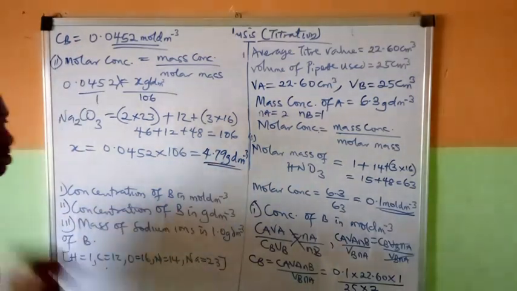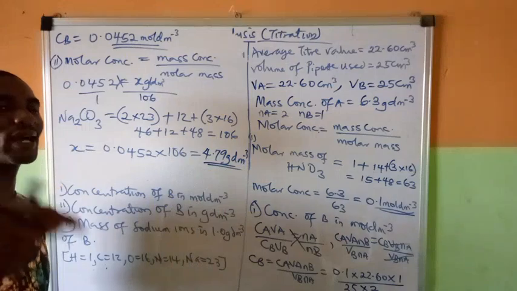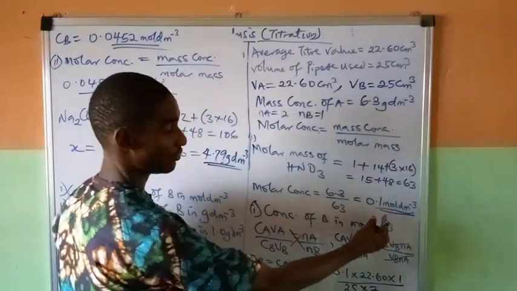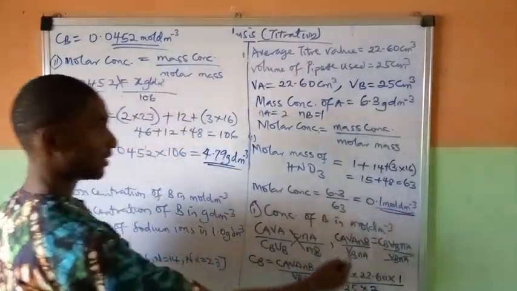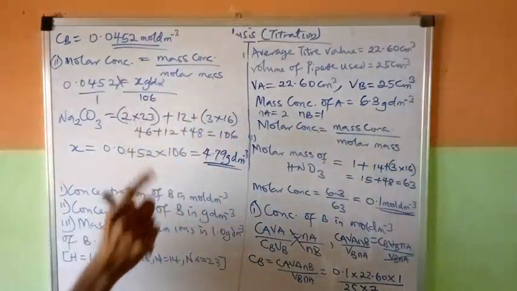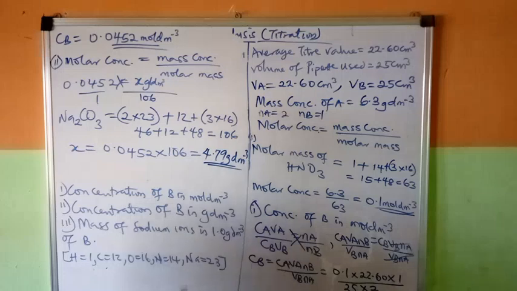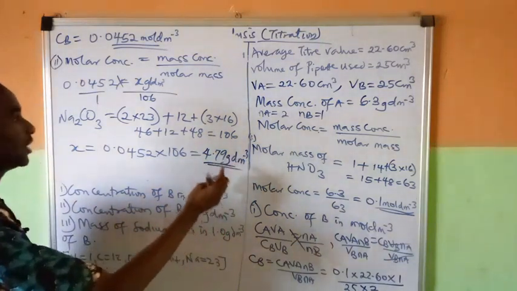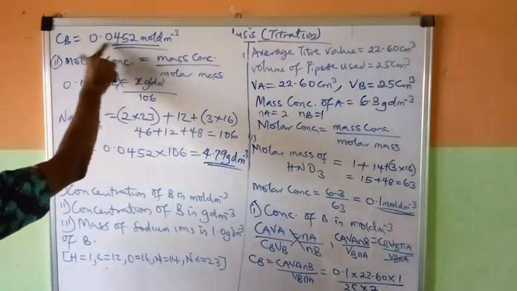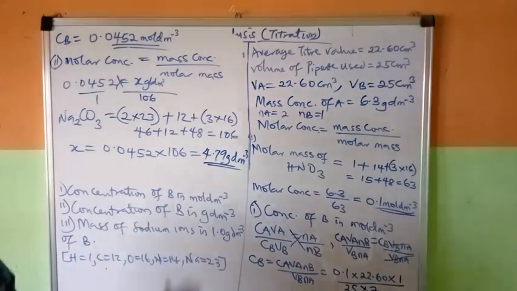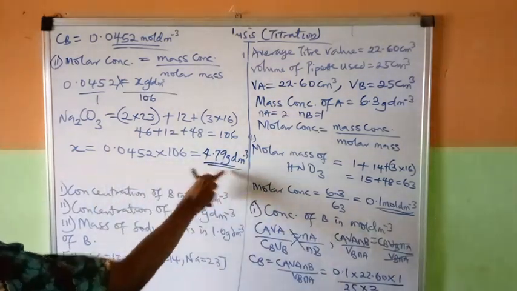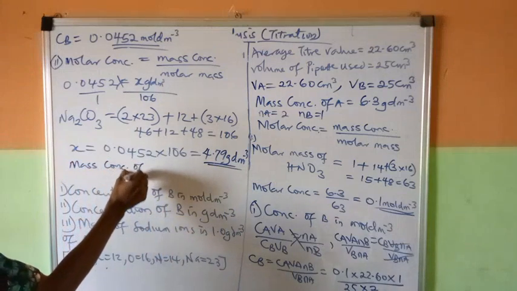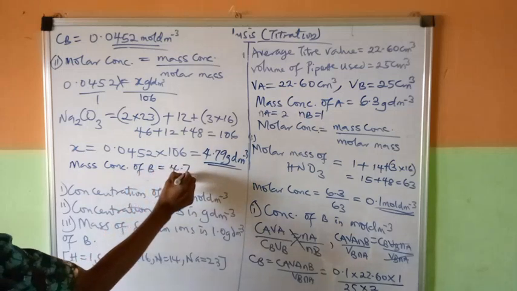That is the answer. Note, when you are calculating molar concentration, that's concentration in mole per dm cube, it will always be a small value, like 0.1 mole per dm cube. That is one way you can know if your calculation is correct or not. But when you are calculating mass concentration, 4.79, you can expect a bigger value. The molar concentration here was a small value, but here it's a bigger value. So this tells you that your answer is correct. Therefore, the mass concentration of B is 4.79 grams per dm cube.